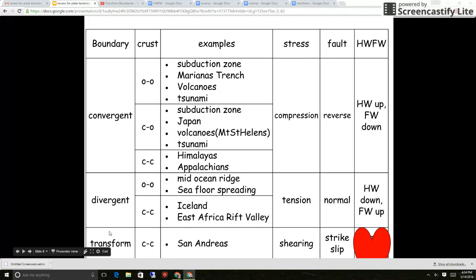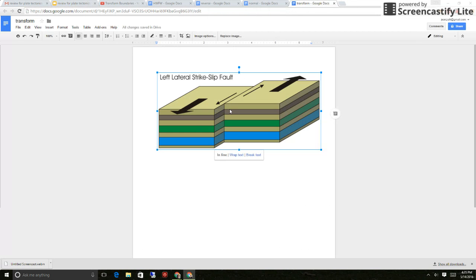In a transform boundary, the stress is called shearing. It's a strike-slip fault, and they move side to side. They neither move toward nor away from each other. They just move side to side.